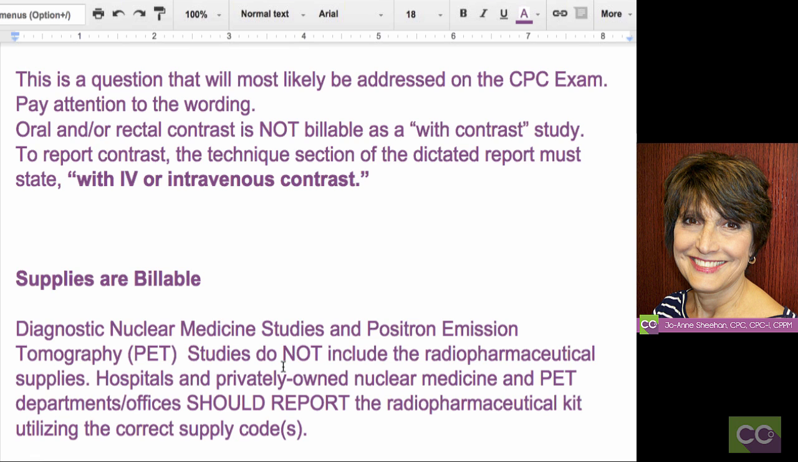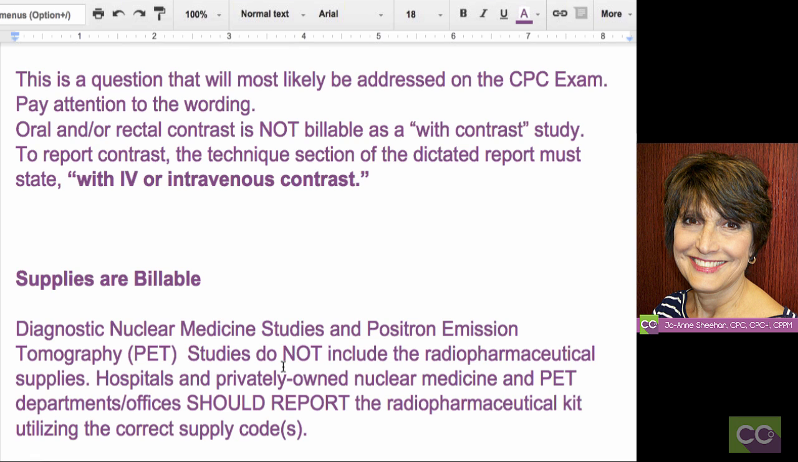Well, and it's hard for us because we see in the documentation, it says contrast, so we want to code it with contrast. But the guidelines state that oral and rectal, as far as coding goes, does not count as a study with contrast. So that's just something that you have to commit to memory. You can't even write it in one magic spot in your book like I like to do.